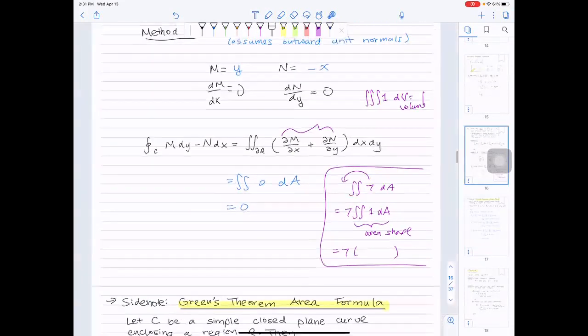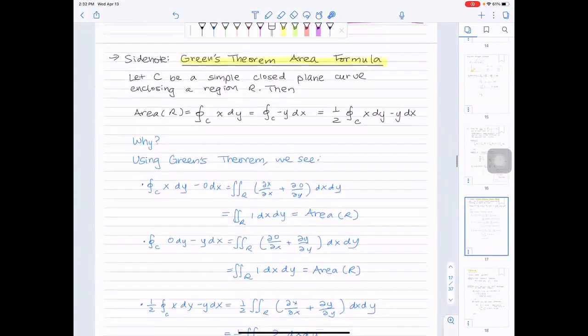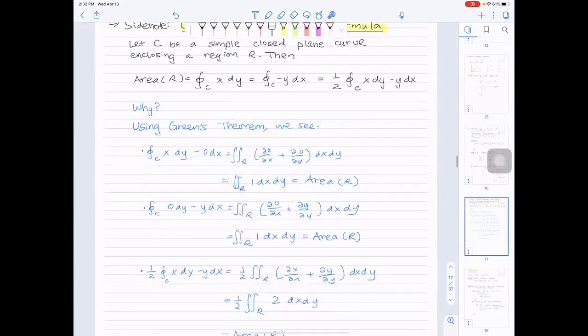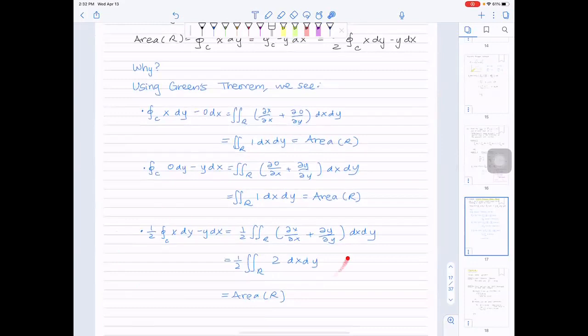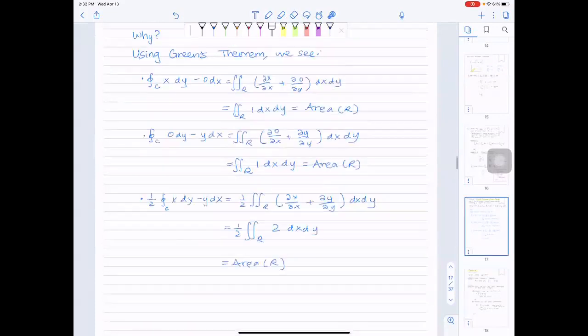And from Green's theorem, we can actually get what the area of some shape is. From Green's theorem, there's a corollary that the area of some region we can calculate as these 3 equivalent definitions. Here I prove why they are, but that's just a side note.